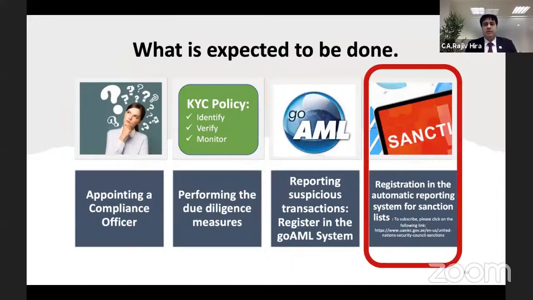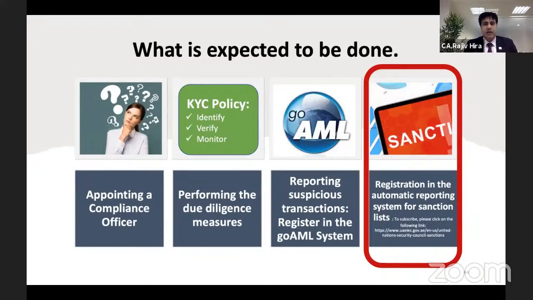And the last thing is registration in the automatic reporting system for the sanction list. The regulatory authority, which is the Financial Intelligence Unit, FIU, being part of the central bank and overall part of the Ministry of Economy, has created a mailing list. You can register yourself, and whenever there is an addition or deletion in the list, you will get an alert. When you get an alert, there is a very small fraction of time given for two actions to be done. One is report, and two, freeze the account, transaction or activity which you are doing. When they say freeze, it means you cannot take any positive steps or negative steps in those accounts.